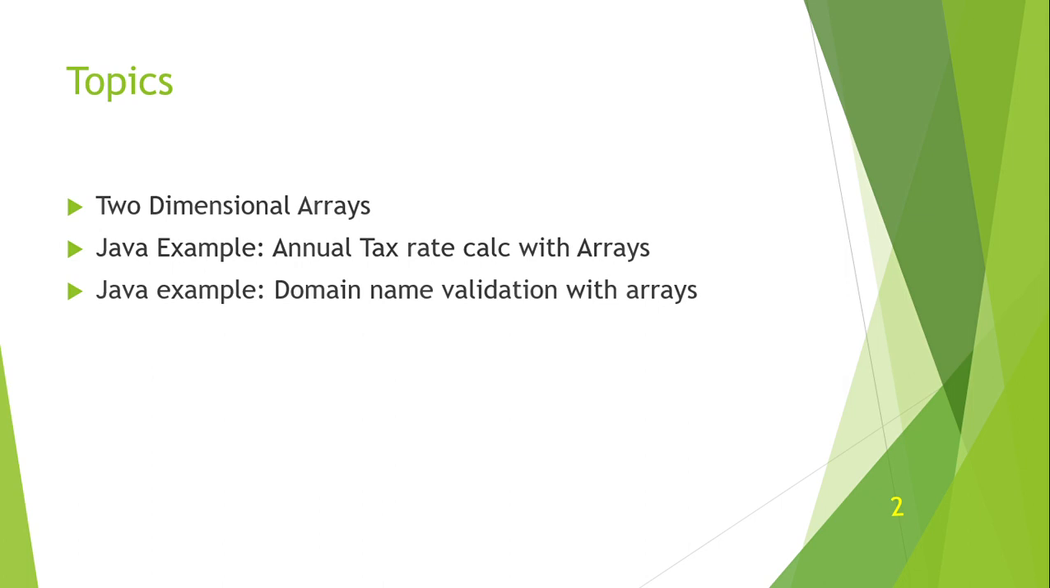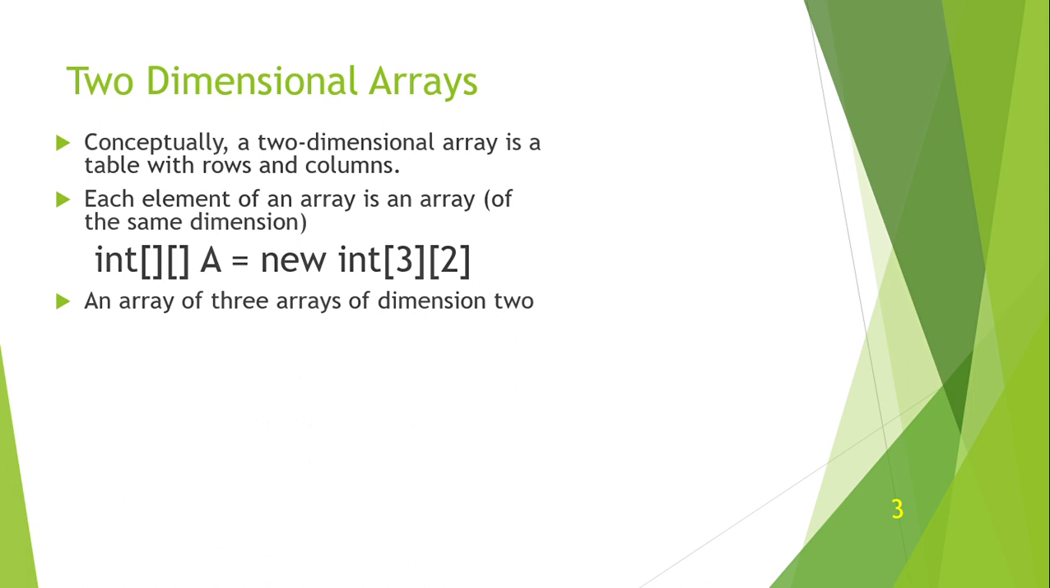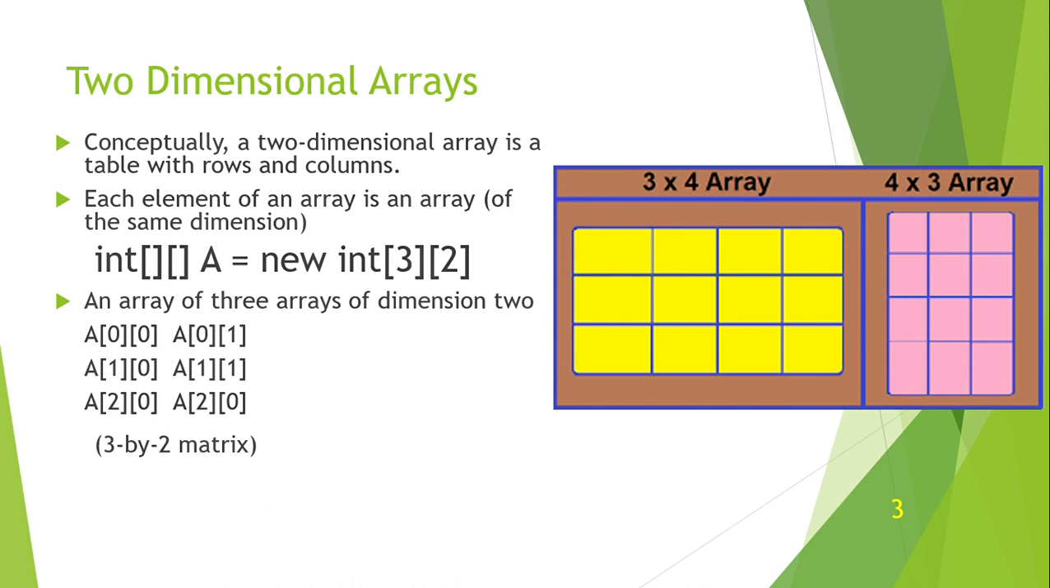So firstly, what are these two-dimensional arrays? Actually, an array can be declared with two dimensions. Conceptually, a two-dimensional array is a table with rows and columns. Each element of an array is an array with the same dimension. For example, an array of three arrays of dimension 2 looks like this three-bit matrix.